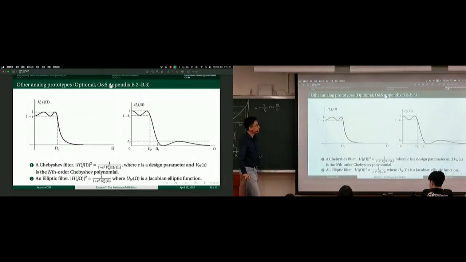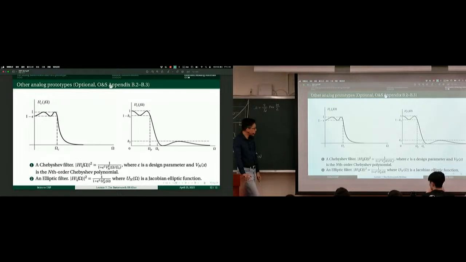So in general, you may ask, why do we want to allow ripples there? Ripples are not good, right? Being maximally flat is wonderful. Why do we want to consider having ripples? That may be a question to ask, right? Is there any advantage? But these are like extended reading materials that you can find in the textbook.